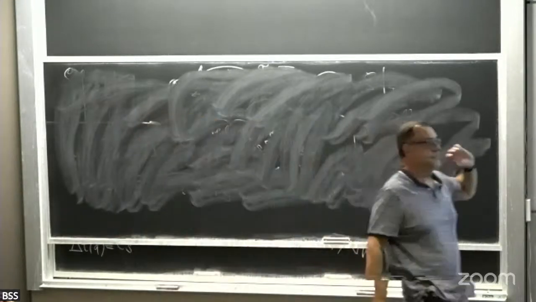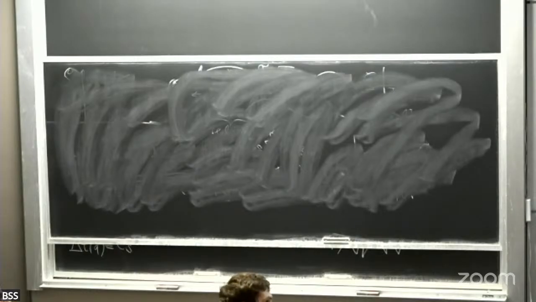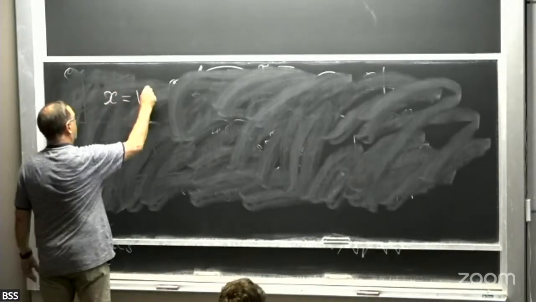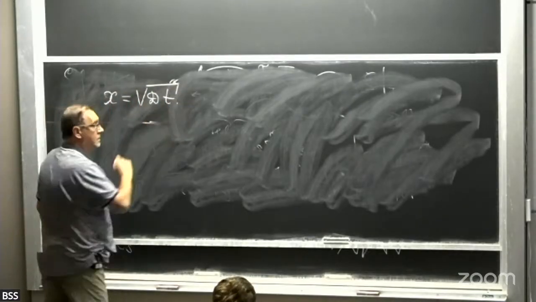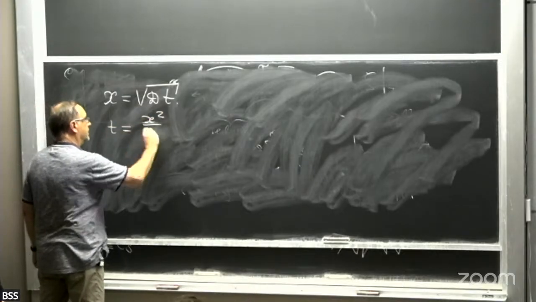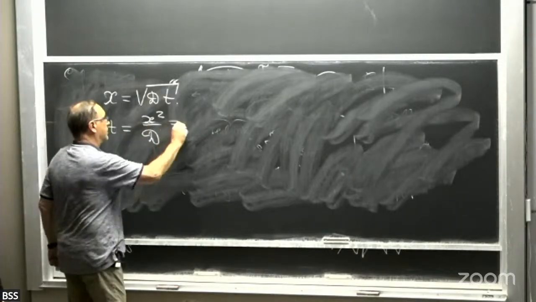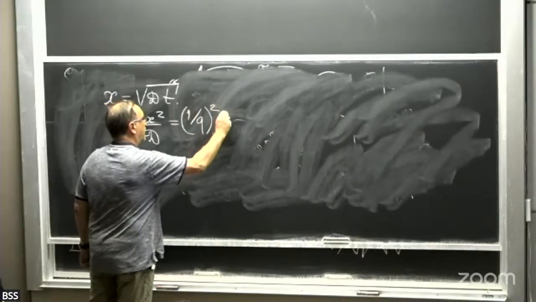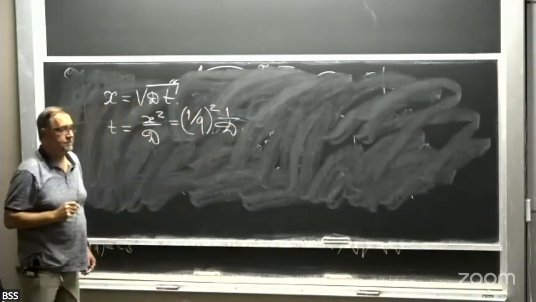No. So from the Lorentzian, you'll get a constant. It comes from the relation between space and time in diffusion. Space is root of Dt, so time is x squared over D. X is the size of the region, of order 1 over q. So you have 1 over q squared, 1 over D.